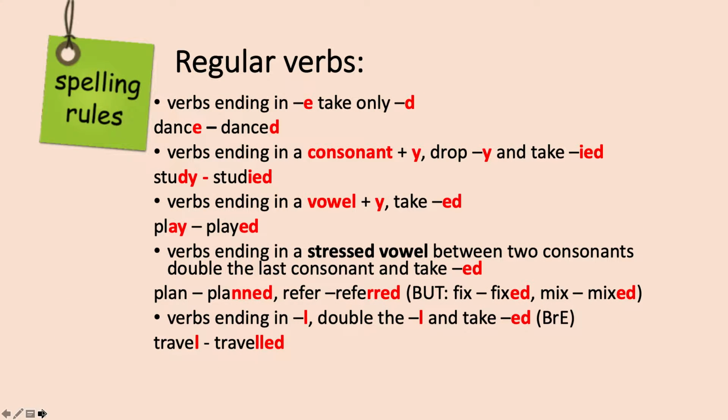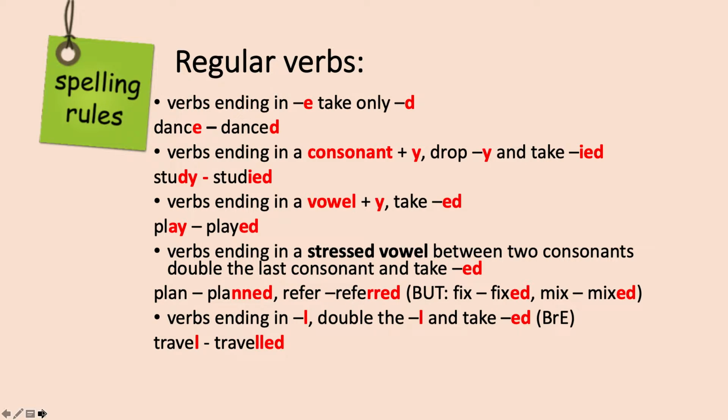Let's look at the spelling rules for the past simple of regular verbs. Verbs ending in E take only D. Dance, danced. Verbs ending in a consonant plus Y drop Y and take IED. Study, consonant Y, we drop Y and it becomes studied, IED. Verbs ending in a vowel plus Y take ED. Play, played.